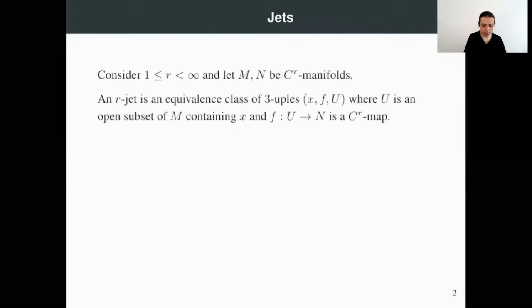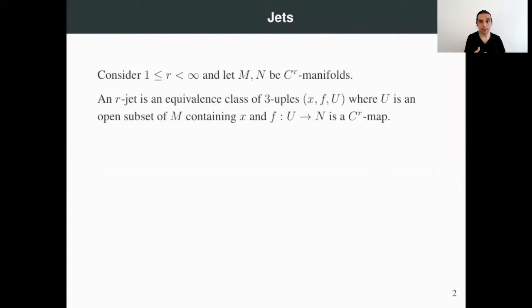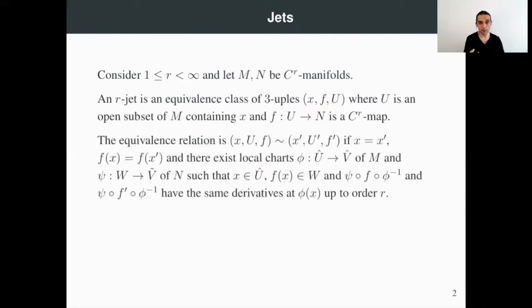Consider r greater or equal than 1 but less than infinity, so a natural number, and M and N be C^r manifolds. An r-jet is an equivalence class of triples (x, f, U). x is a point in M, U is an open subset of M containing the point x, and f is just a C^r map from U to N. Okay? We are giving the objects, but now we need to give the equivalence relation. And it's as follows.